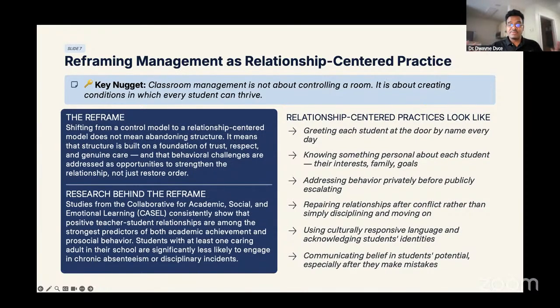And you can talk about the research, the academic, social, and emotional learning, called CASEL. You can look that up, and you can talk about it some more. So let's look at the relationship-centered practices. What does it look like? It looks like greeting students at the door by their name every day. Every day we're early, we greet them by their name.